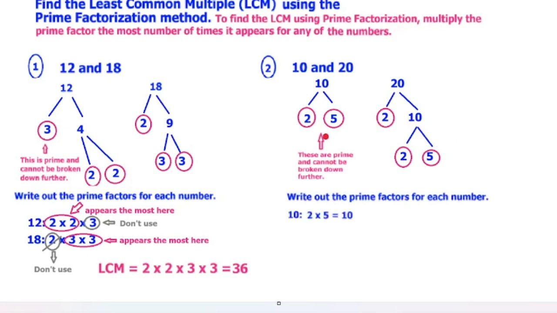For 10, it's 2 times 5. 2 times 5 gives you 10. For 20, it's 2 times 2 times 5, which gives you 20.